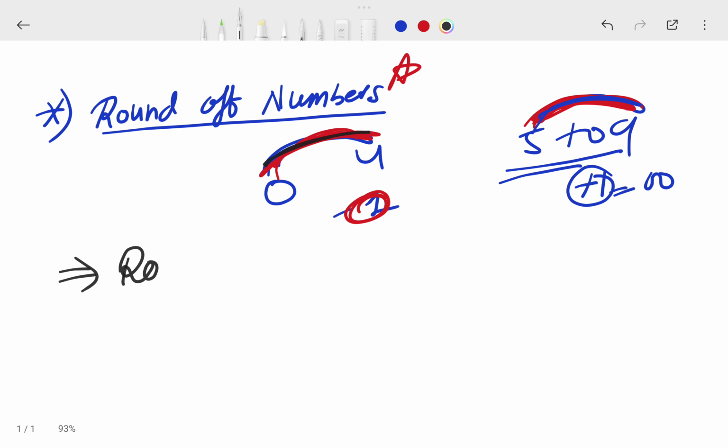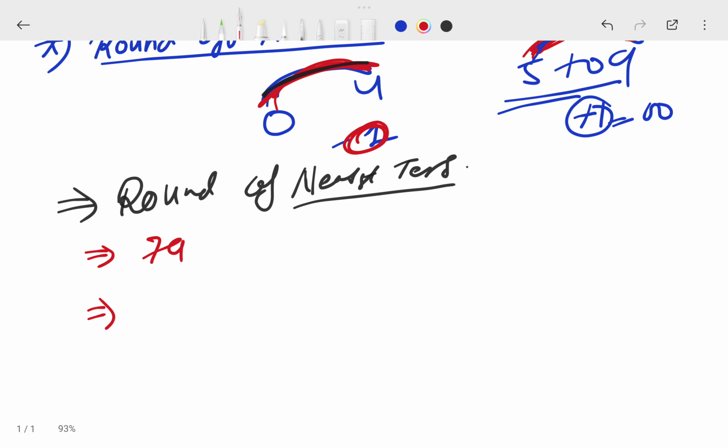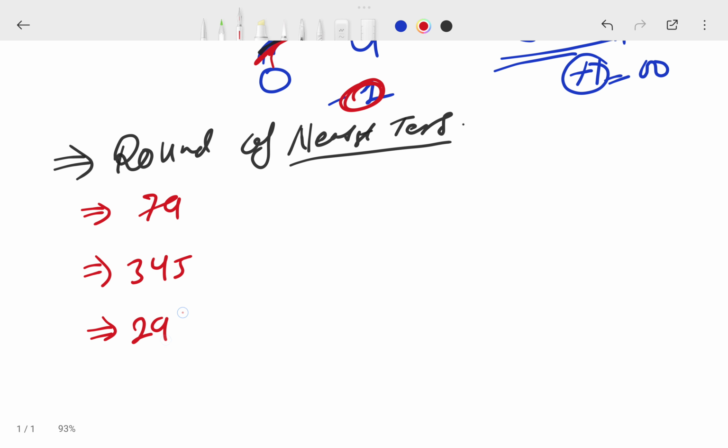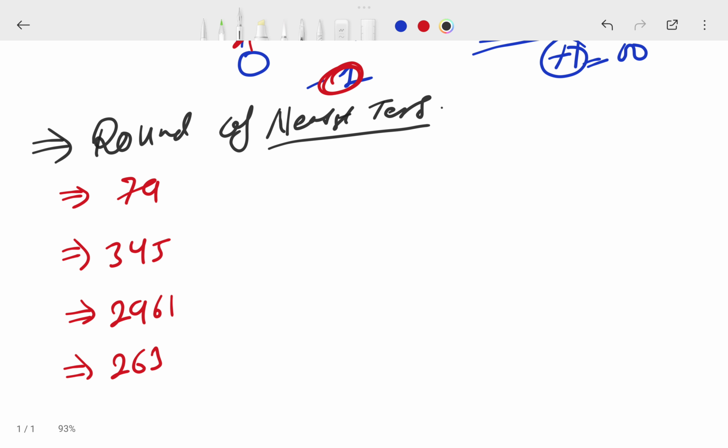Okay, so now it's telling us that we have to round off the tens, the nearest tens. How can we round up the nearest tens? I will take examples like 79, 345, 2961, and 263. Generally we have to count where the tens is.